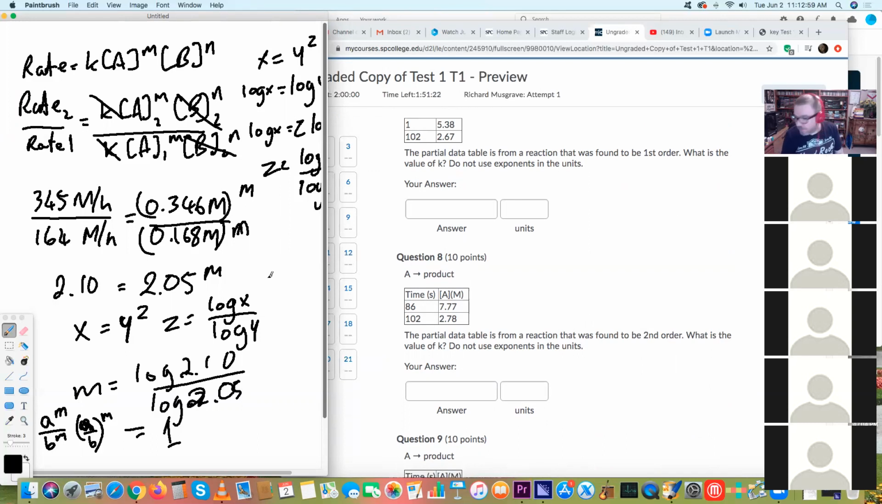The difference is this. If you've got 10 to the x, that's base 10. If you've got e to the x, and e is 2.7 something, it's a constant, then that's log to base e. That's the natural log right there. That's ln. And the 10 here, that's log.